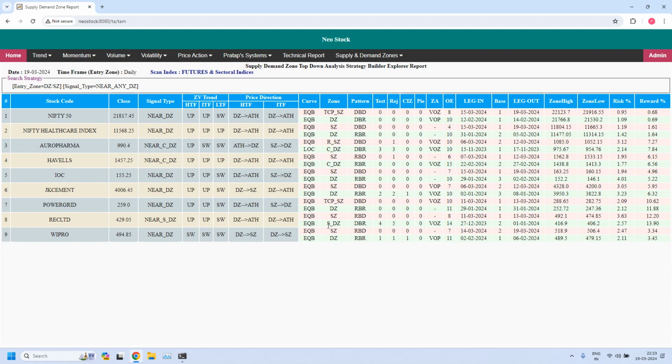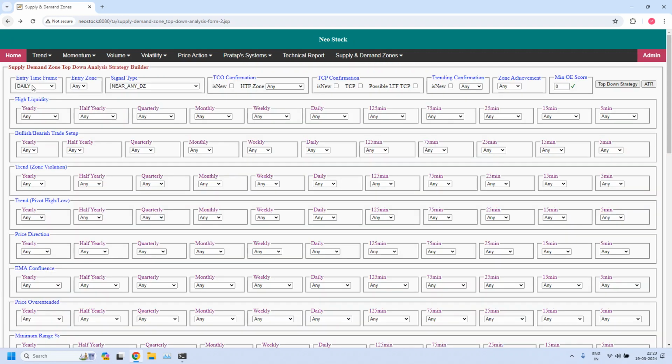So there is one more, REC Limited. This is already tested 4 times and 5 rejections from this zone. If you find a fresh fine-tuned 5 minutes zone, you can take a trade. So we have identified 3 high liquidity daily demand zones from this list. Okay, now let's go back.